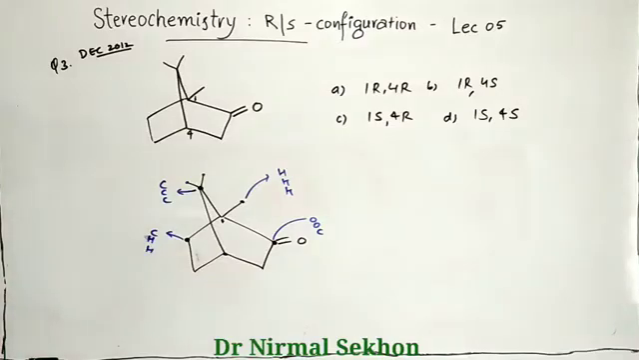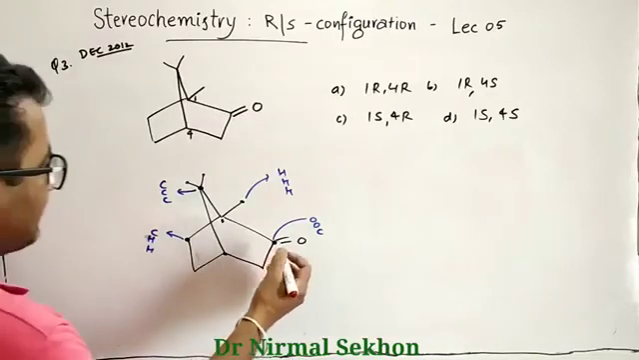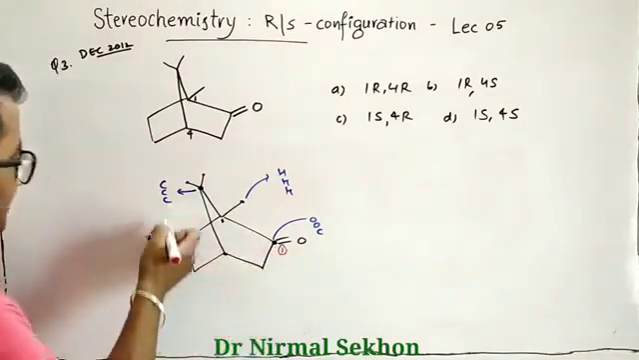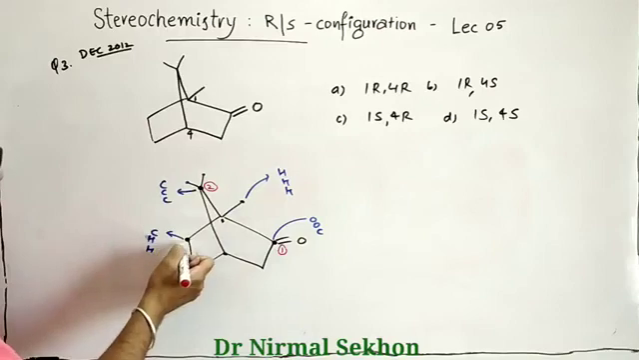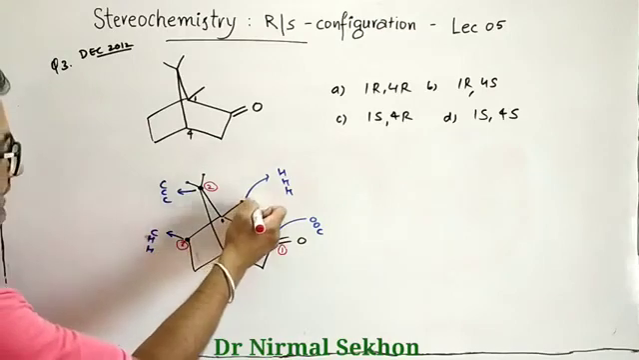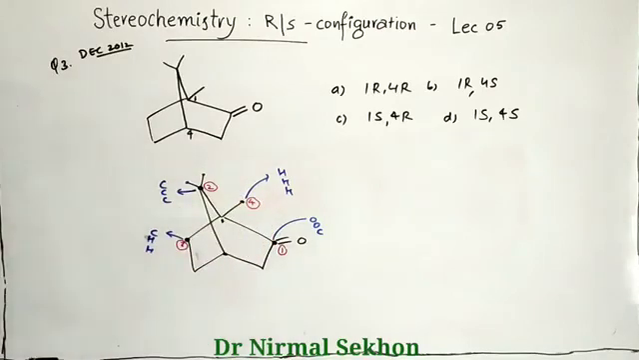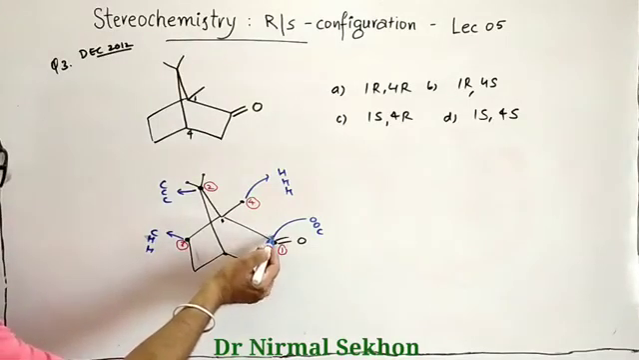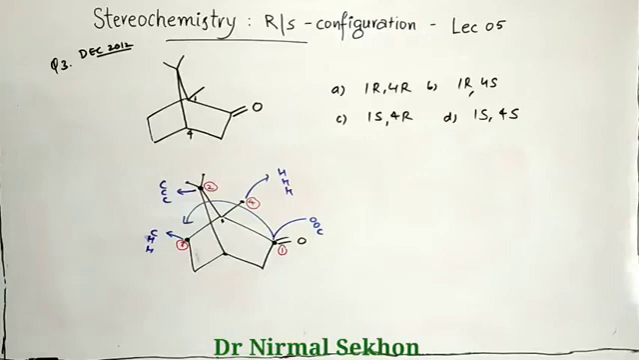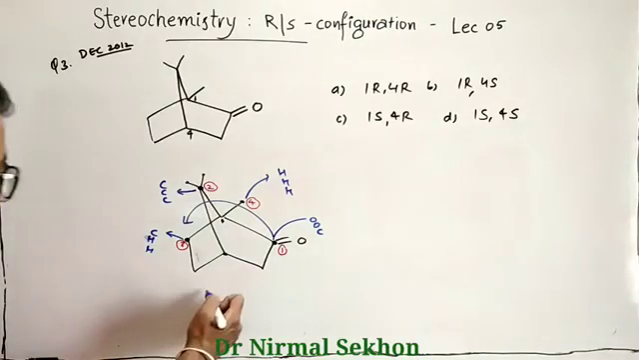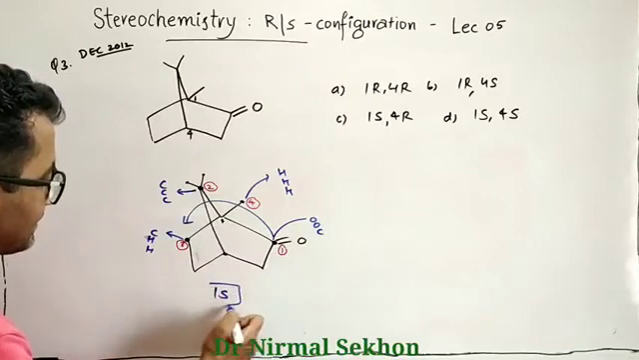Now you can easily write 1, 2, 3, 4. So this will get number 1, CCC will get number 2, CCH will get number 3, and HHH will get number 4. So move your eyes like this. Hydrogen here is away from you, so don't change it. So it will become 1S.